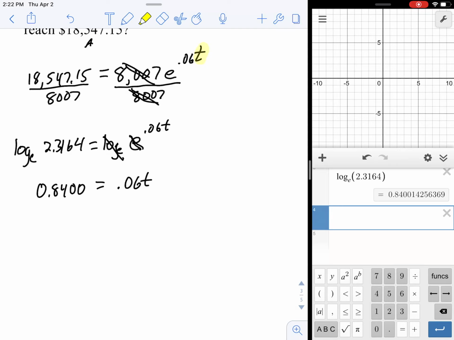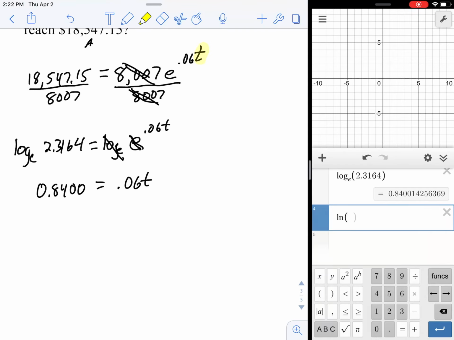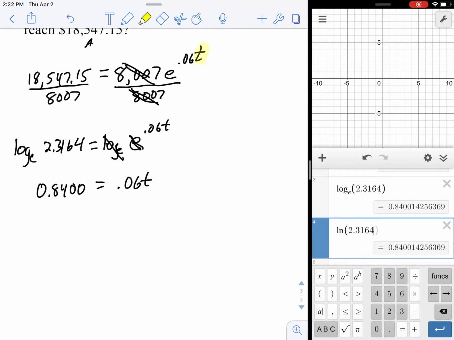So that being the case, calculator manufacturers have decided to make a specific logarithm button just for e, and that's this ln button that I briefly mentioned quite a while ago but didn't go into any detail. So ln stands for natural log. The natural log is the same thing as log base e. So if I type in 2.3164, I get the exact same answer as what I did previously, but I only had to hit one button. I didn't have to go through the ABC menu and do a lot of extra stuff.